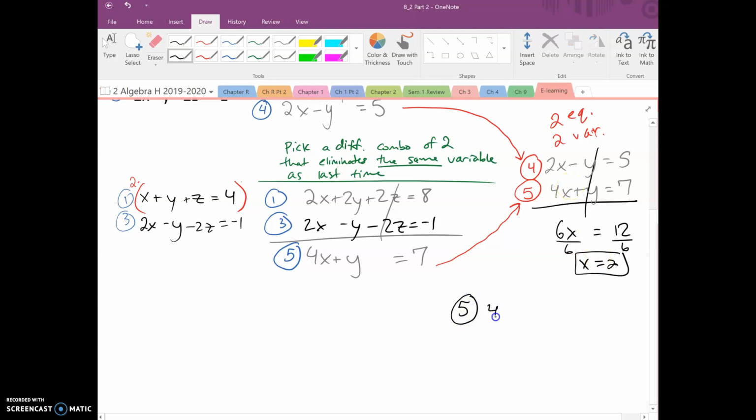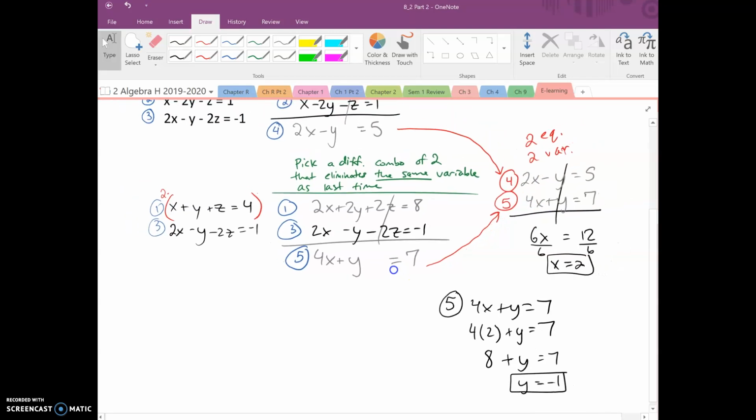Okay, so number 5 is 4x plus y equals 7. So I'm going to say it's 4 times 2 plus y equals 7. 8 plus y equals 7. And bada bing, bada boom, I found y. Now, if I want z, because I have x and y, and all I need is z, I'm not going to pick equation 4. I'm not going to pick equation 5, because those don't have z's in them.